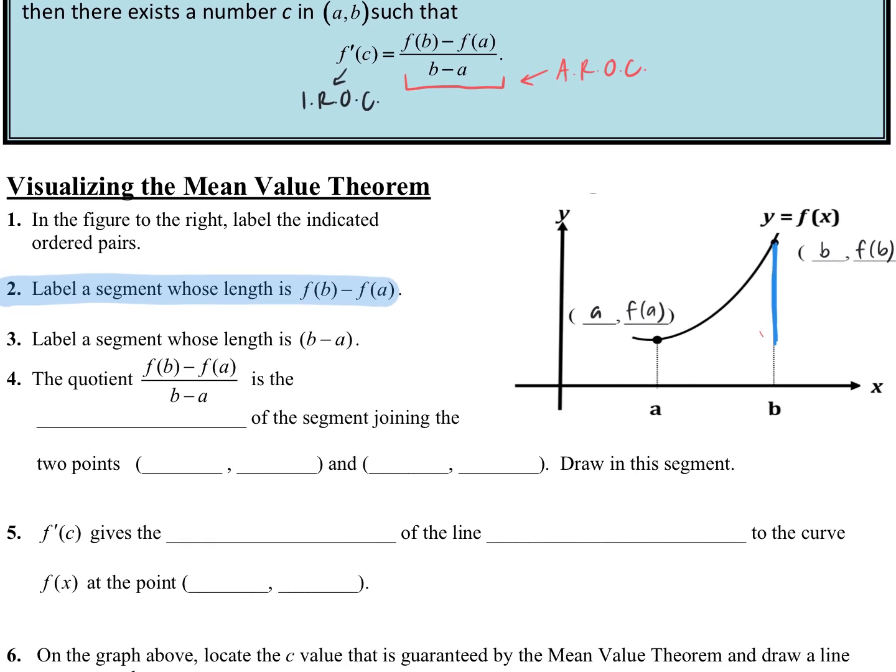Okay, next one says to label a segment whose length is b minus a. So that would be a horizontal distance between a and b. And then if we found the quotient of this whole thing, the quotient of that whole thing is actually just our slope formula. That's the slope of the segment joining the two points A, f of A, and B, f of B. Okay, so let's draw that line in there as well.